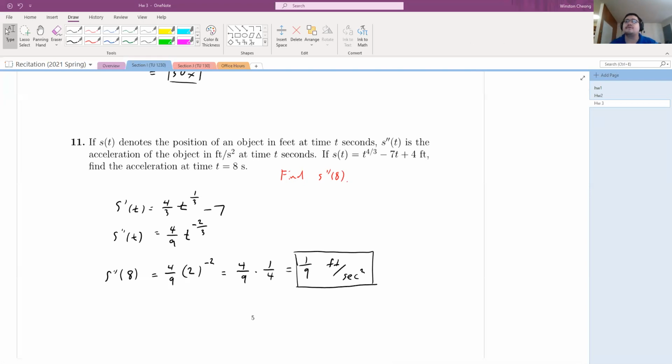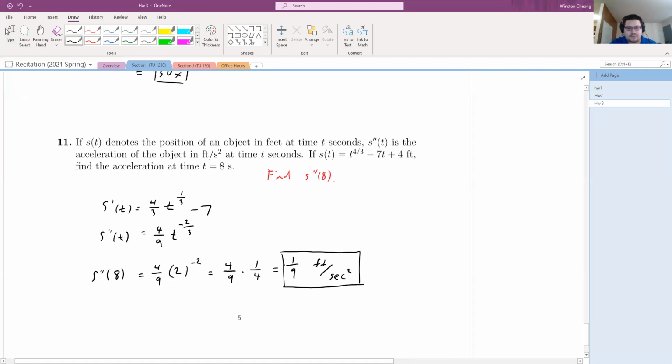Oh, okay, question. Can I explain more on how to get the derivative of a cube root? Sure, yeah, I'll do that on here. Where did my cursor go?